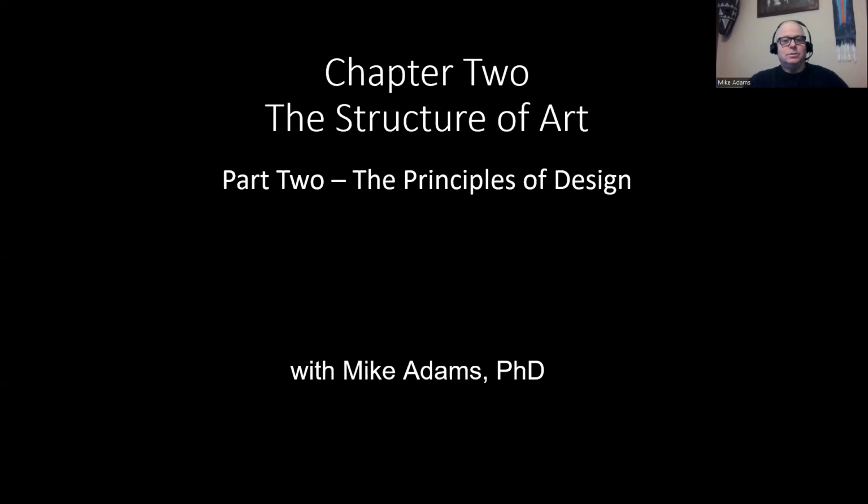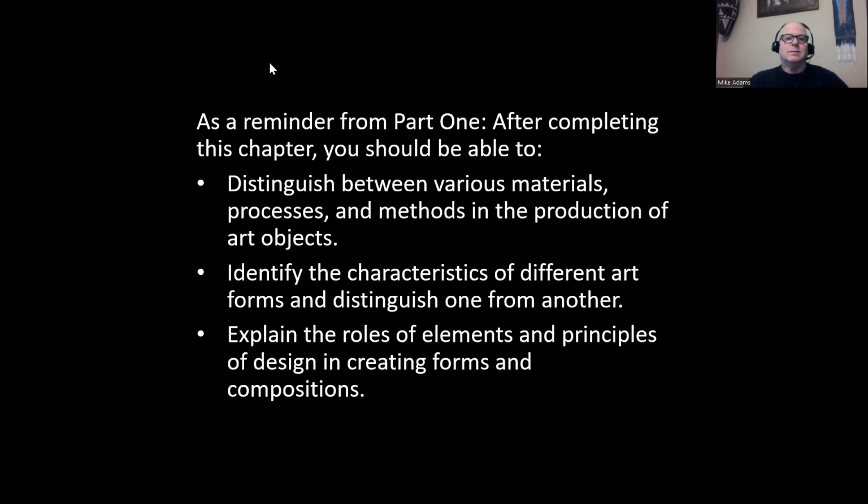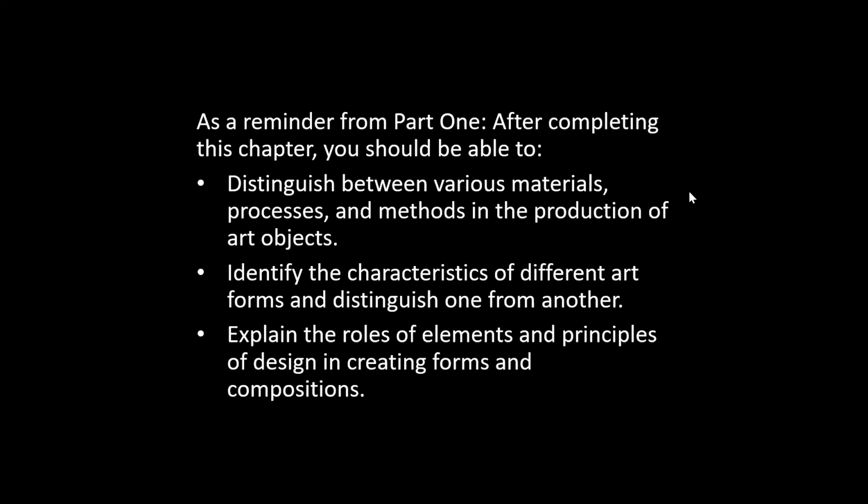This is chapter 2, entitled The Structure of Art, and this is part 2, The Principles of Design. As a reminder from part 1, after completing this chapter, you should be able to distinguish between various materials, processes, and methods in the production of art objects, identify the characteristics of different art forms and distinguish one from another, and explain the roles of elements and principles of design in creating forms and compositions. It's this latter, the third bullet point, that we're going to be working on in this video.